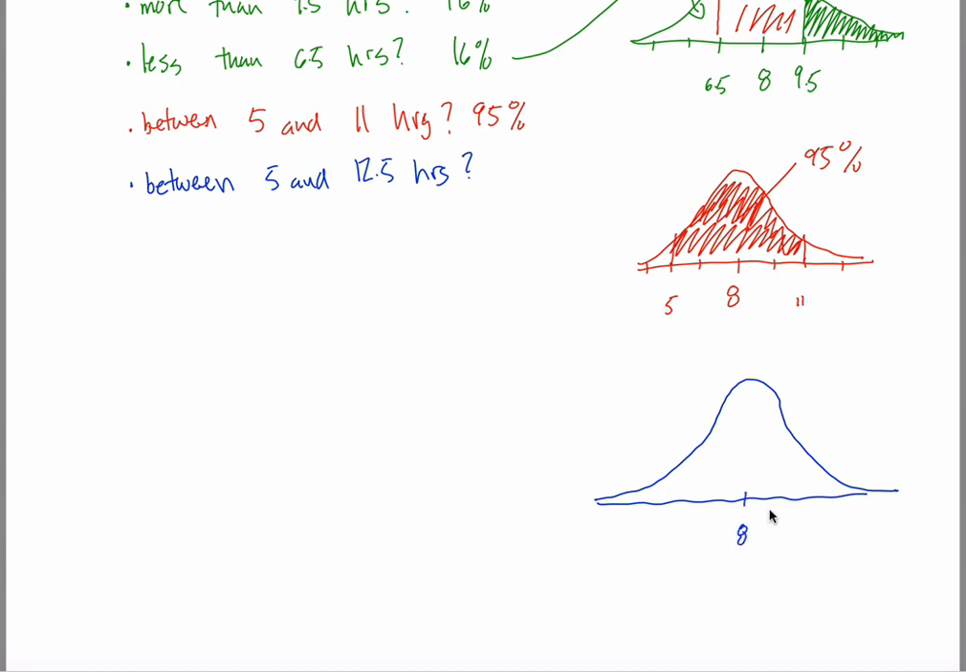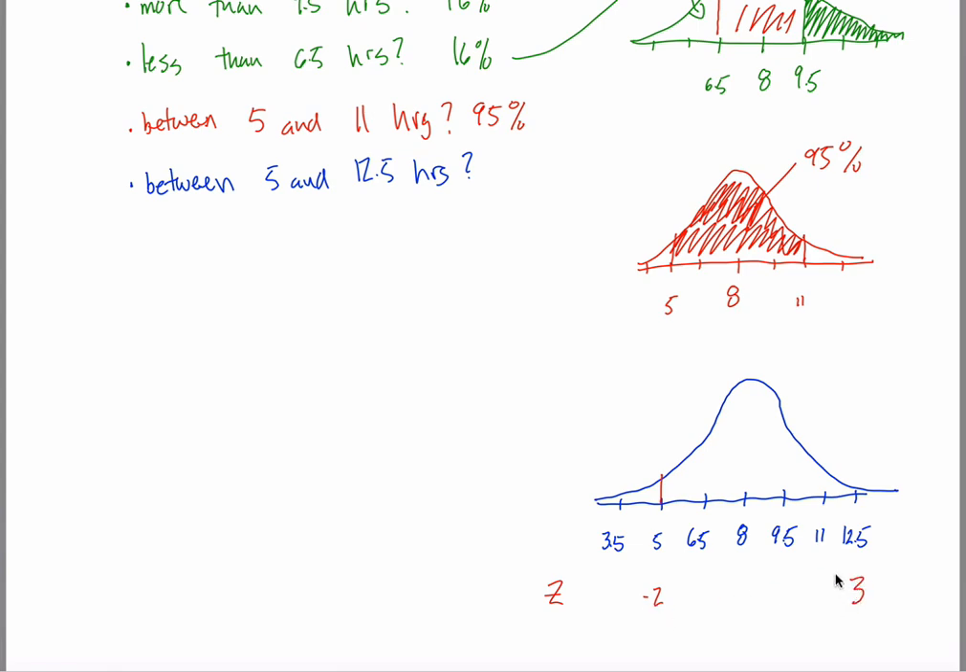The 8 goes in the middle, and then the 9.5 is 1 standard deviation above, and the 11 is 2 above, and the 12.5 is 3 above. And then if I count down, I get 6.5 and 5 and 3.5. And look, you said 5 to 12.5. The 5 corresponds with a z-score of -2. But the 12.5 corresponds with a z-score of 3.